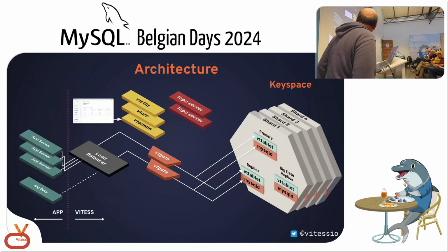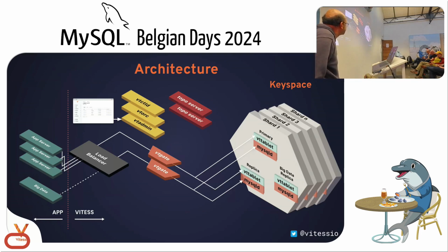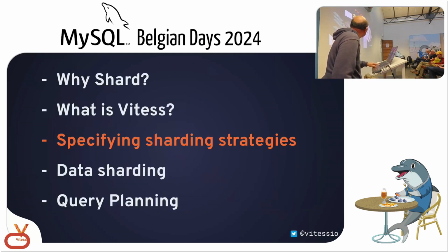Additionally, we have some other components. VTCtld is the control plane, so you can monitor and manage the cluster using a couple of CLIs and the web UI called VTAdmin. VTOrc is the orchestrator. I'm not going too deep into all this because we want to focus on horizontal sharding essentially.